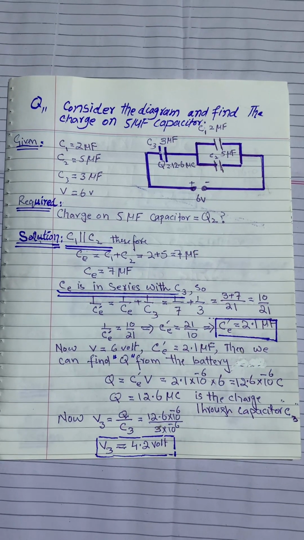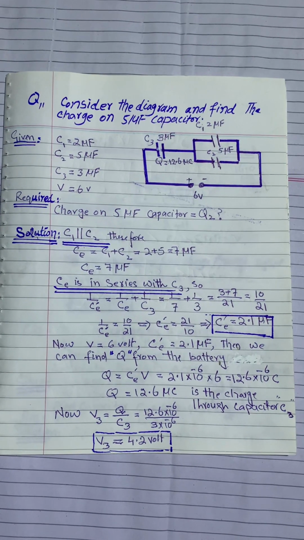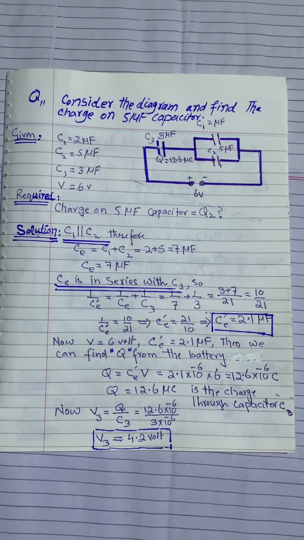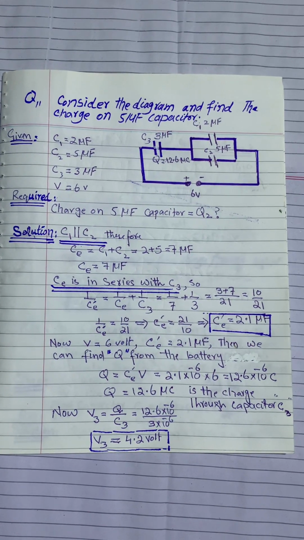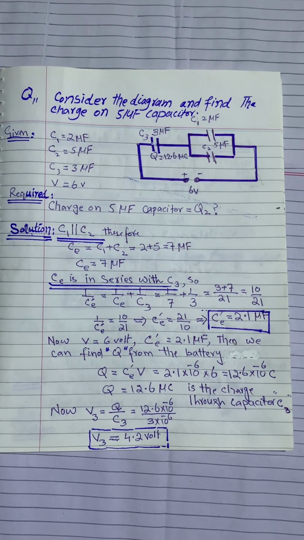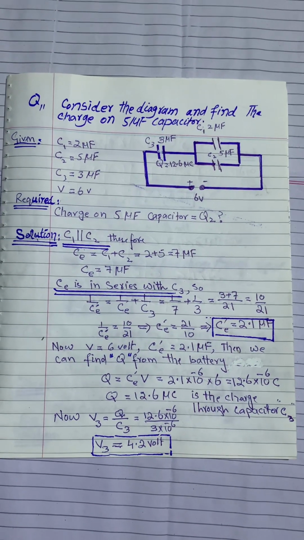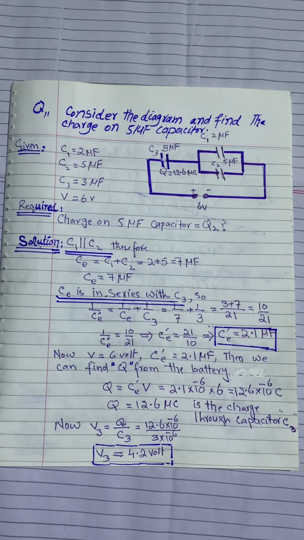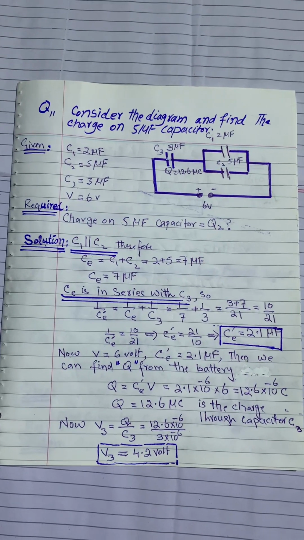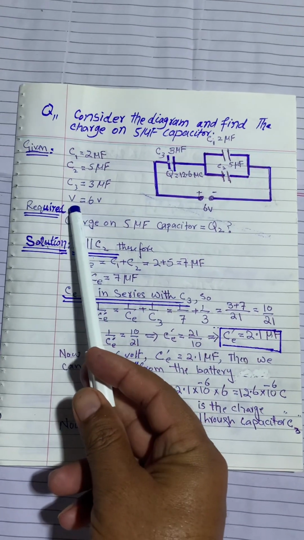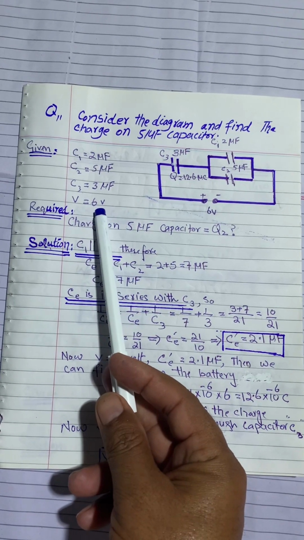Only two numericals are remaining. So question number 11 is: consider the diagram and find the charge on the 5 microfarad capacitor. Here in the diagram all the data is given: C1, C2, C3, and the voltage of the battery which is connected to the network of capacitors.